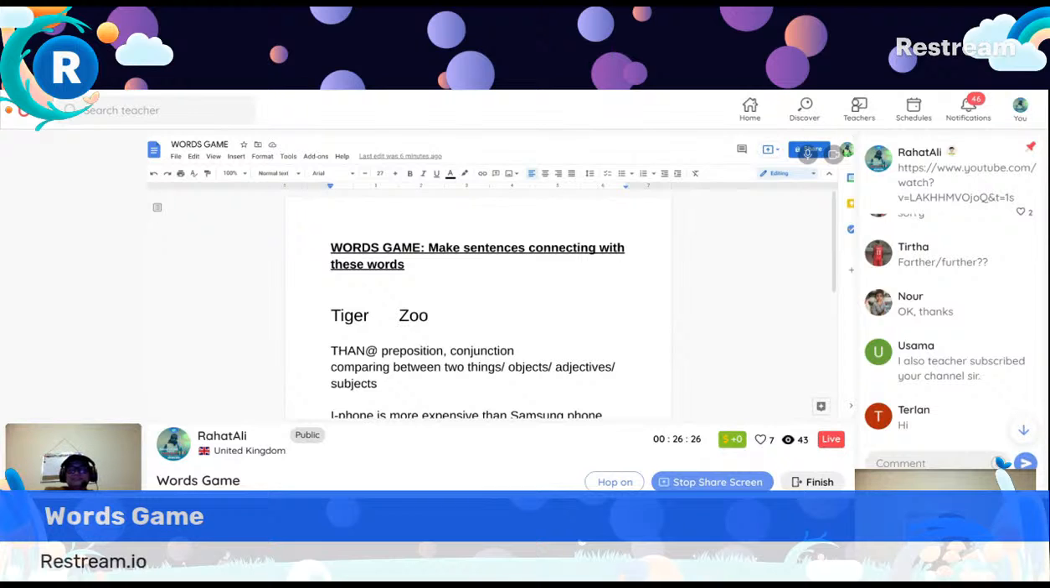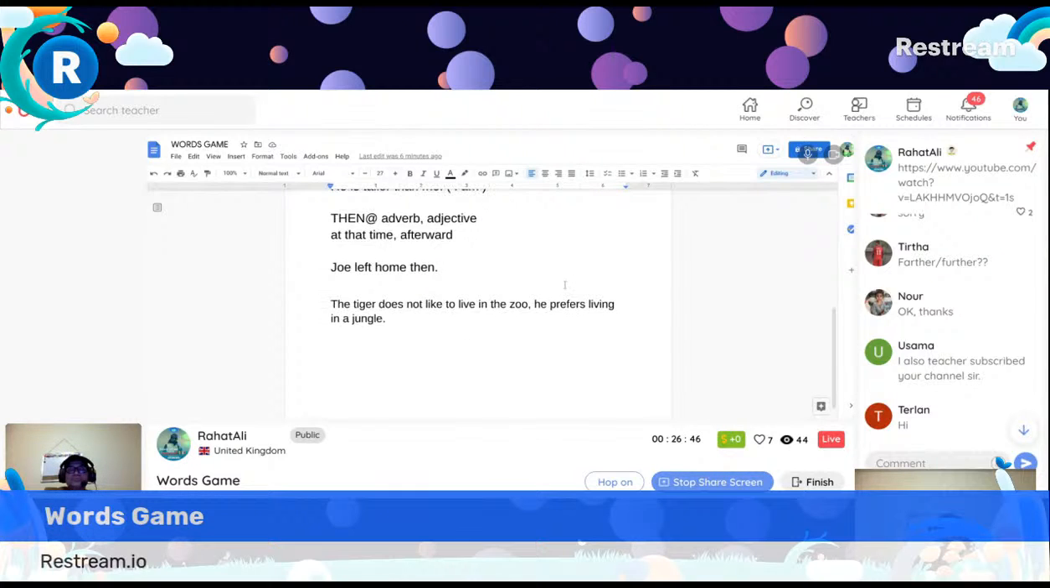Farther. Adverb. How much farther is the airport? First one, F-A-R-T-H-E-R. Let me show you. Someone has asked this word, further.